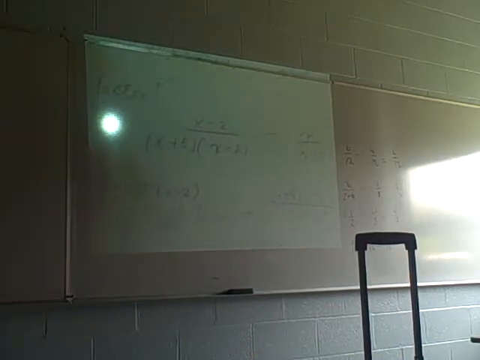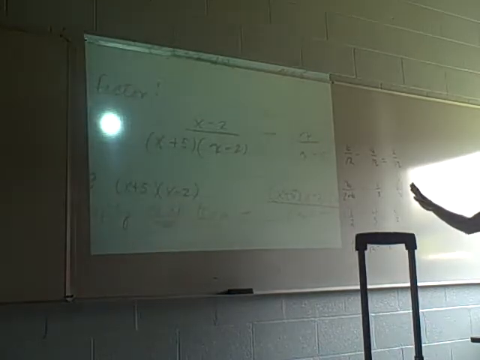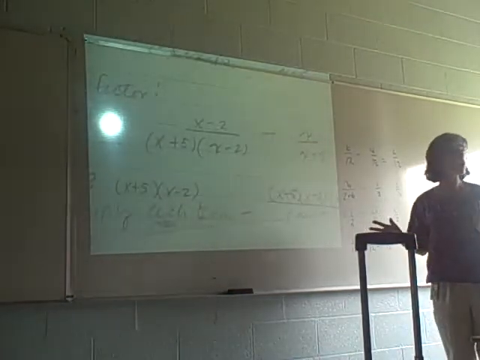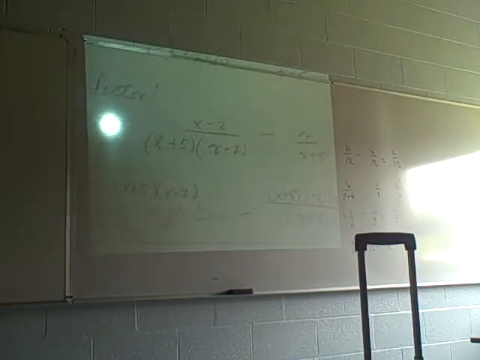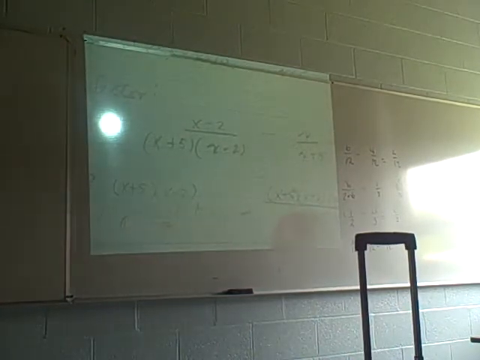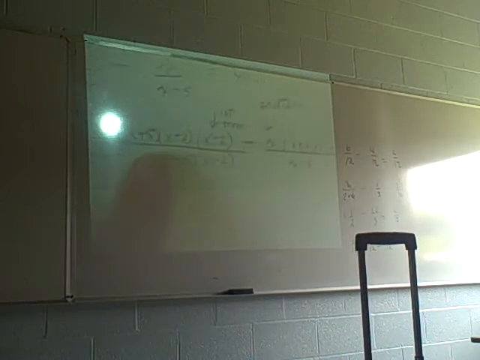x plus 5, x minus 2. So that means I am going to, what? Would you multiply x over x plus 5 by x minus 2 over x minus 5? I'm going to multiply everything by right here.